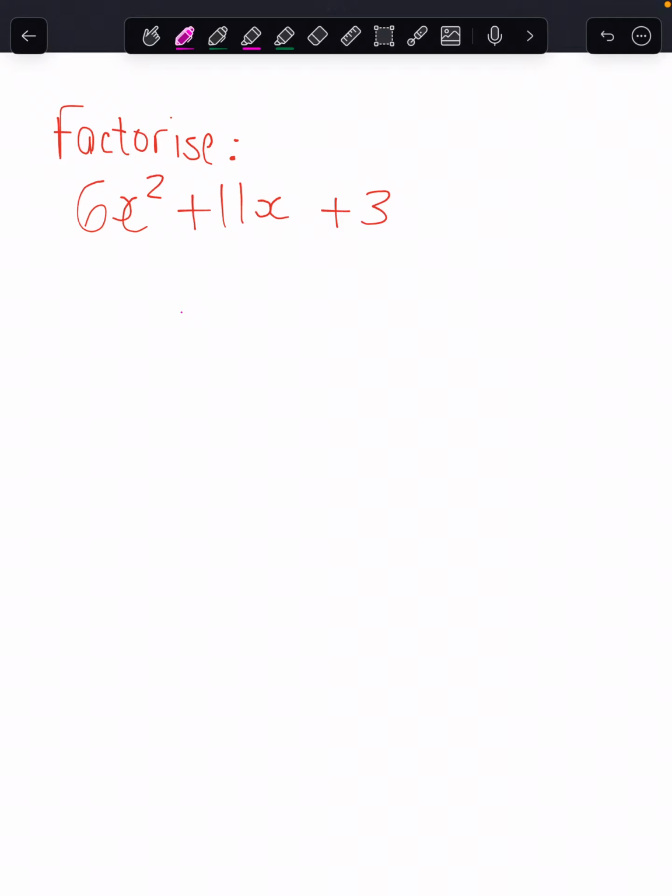Let me share with you one of my most favorite ways of factorizing a trinomial. So here's an example, 6x squared plus 11x plus 3. Okay, so the first task is to look for two numbers, let's call them a and b, such that the product of a and b is equal to the product of these two numbers. So in other words, a times b must be equal to 6 times 3, which is 18.